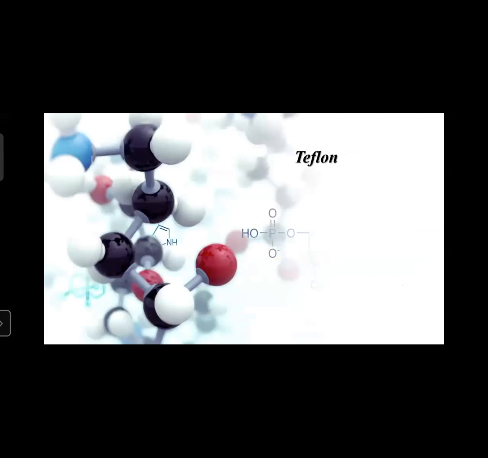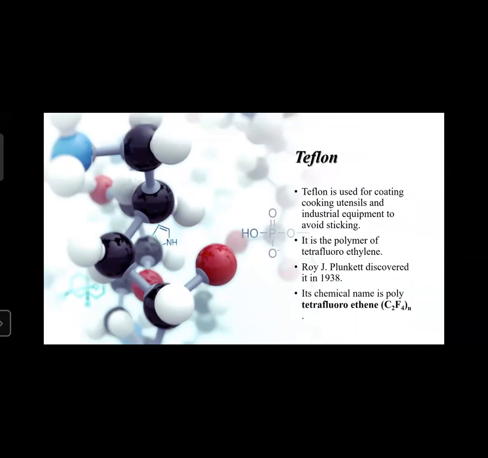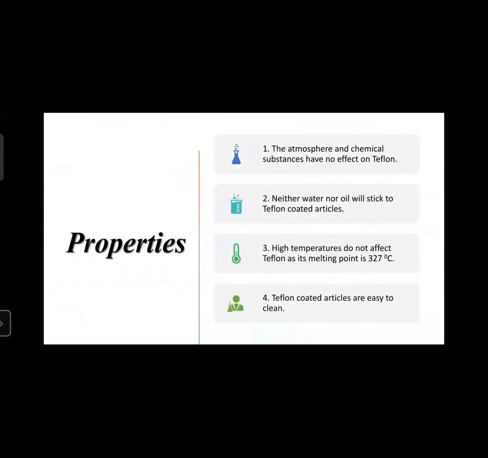Now we will move on to the next concept, that is Teflon. Teflon is used for coating cooking utensils and industrial equipment to avoid sticking. It is the polymer of tetrafluoroethylene. Roy J. Plunkett discovered Teflon in 1938. The chemical name of Teflon is polytetrafluoroethylene, (C2F4)n. Now, what are the properties of Teflon?